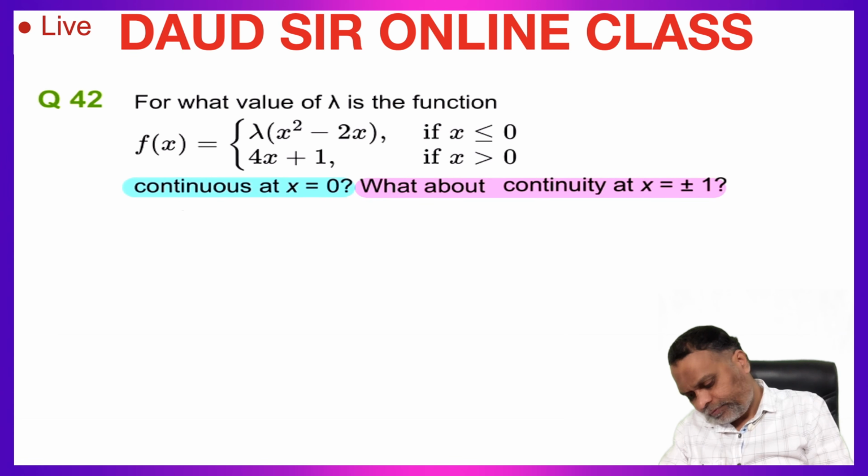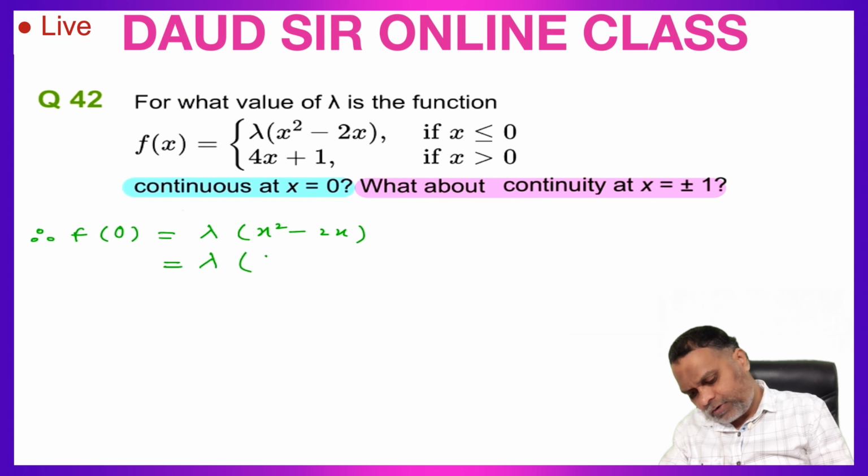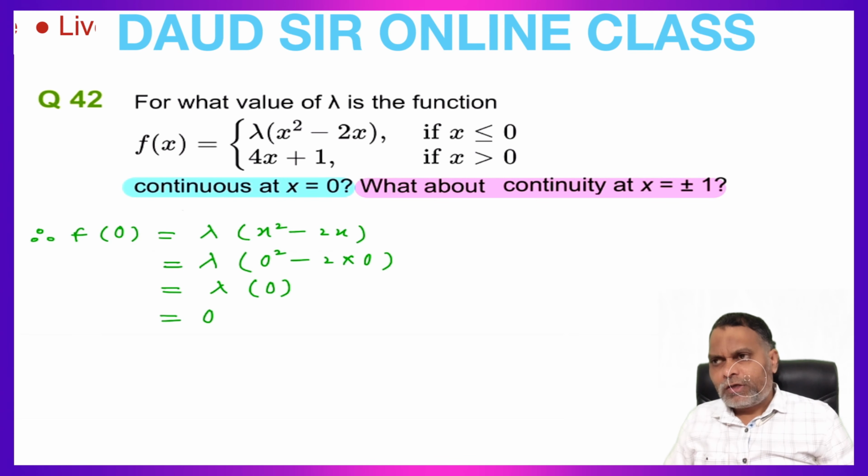For x is equal to 0, we take this function. Therefore f of 0 is equal to lambda into x square minus 2x. Substitute x is equal to 0: lambda into 0 square minus 2 into 0. The bracket total is 0, so 0 into lambda is 0 only. So the value of function at x is equal to 0 is 0.